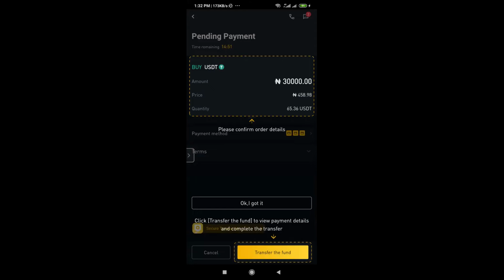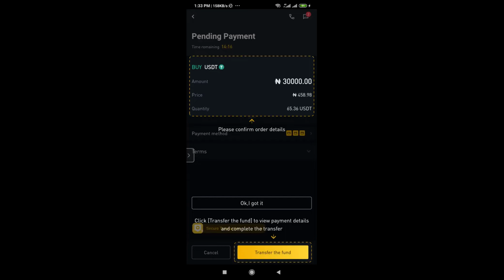So this is me confirming the other details. Before I do this, I have to ensure that I already have Naira. I've already deposited Naira in my account. You see, there's a time counting for this. If I confirm these order details, the coin will immediately leave his USDT wallet and transfer to my own. And then this 30K will immediately leave my wallet and enter his own. That's how it works.